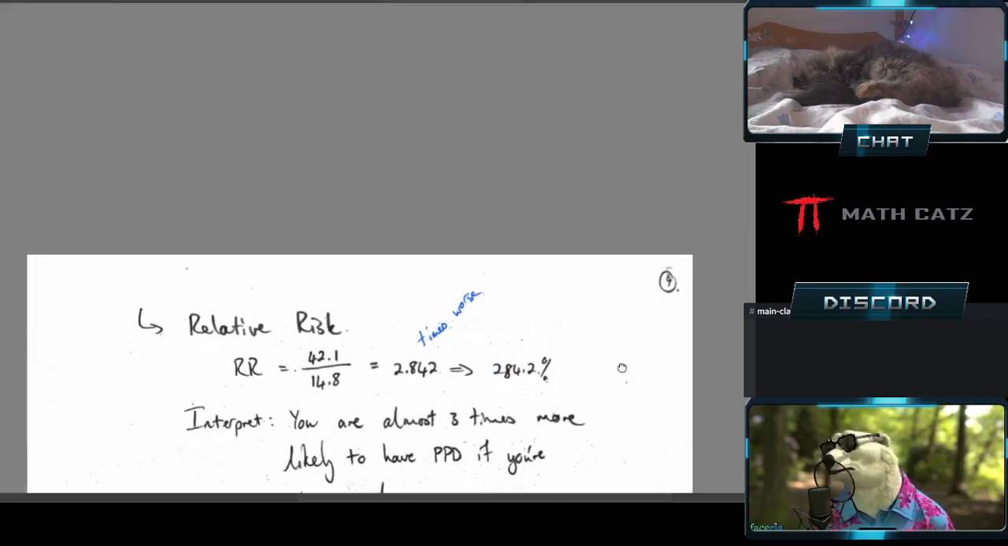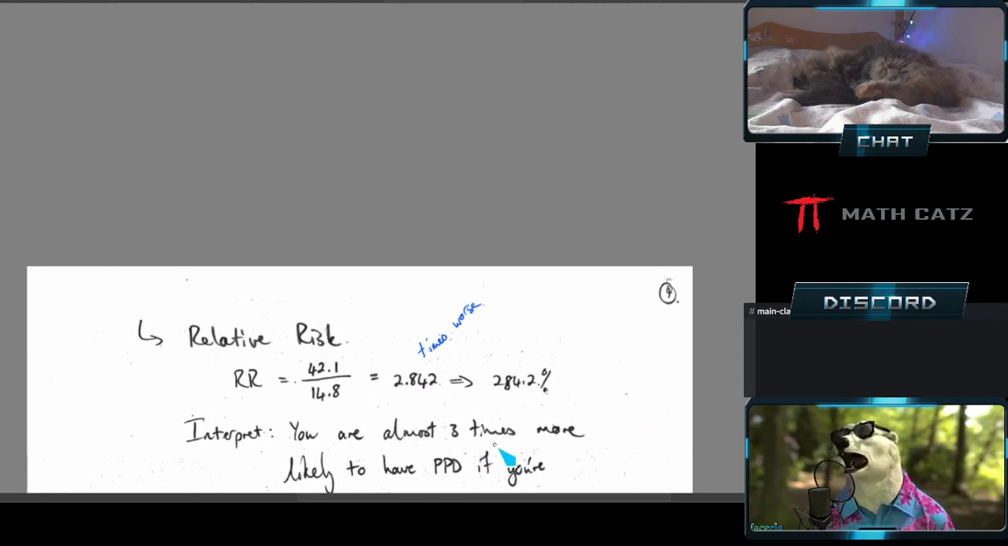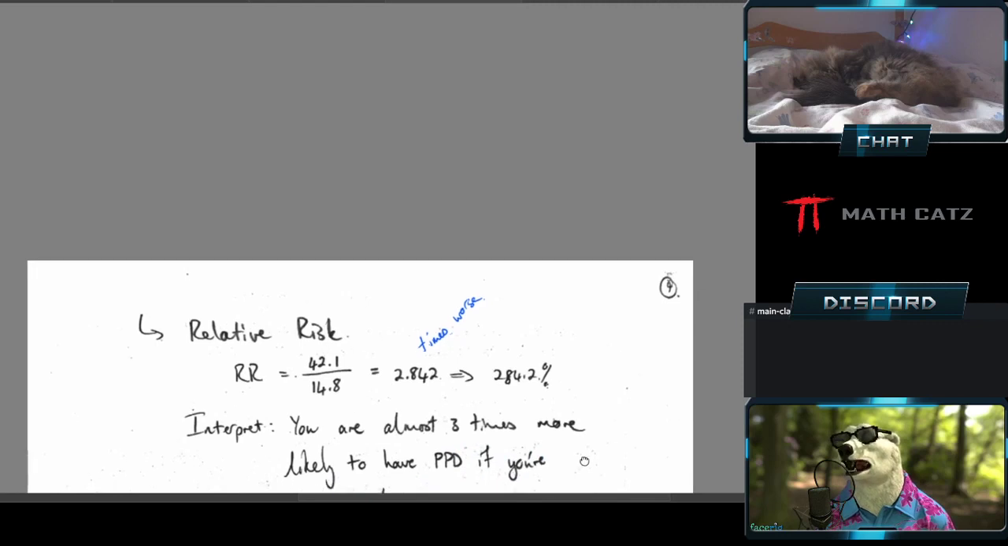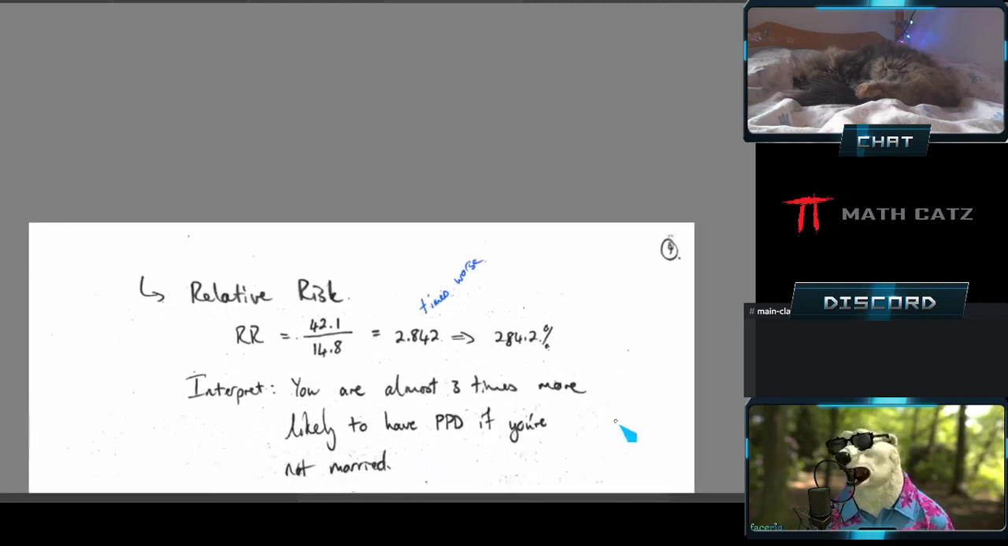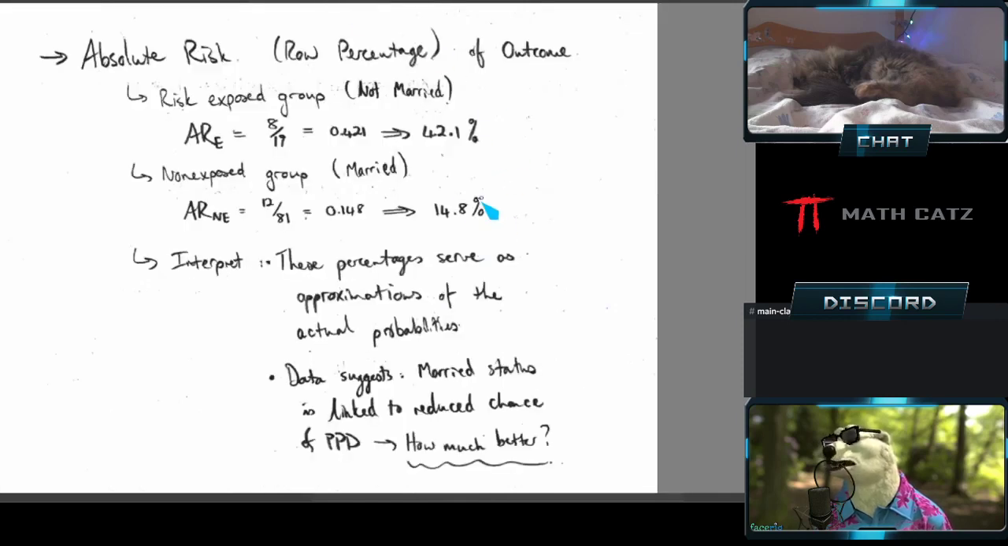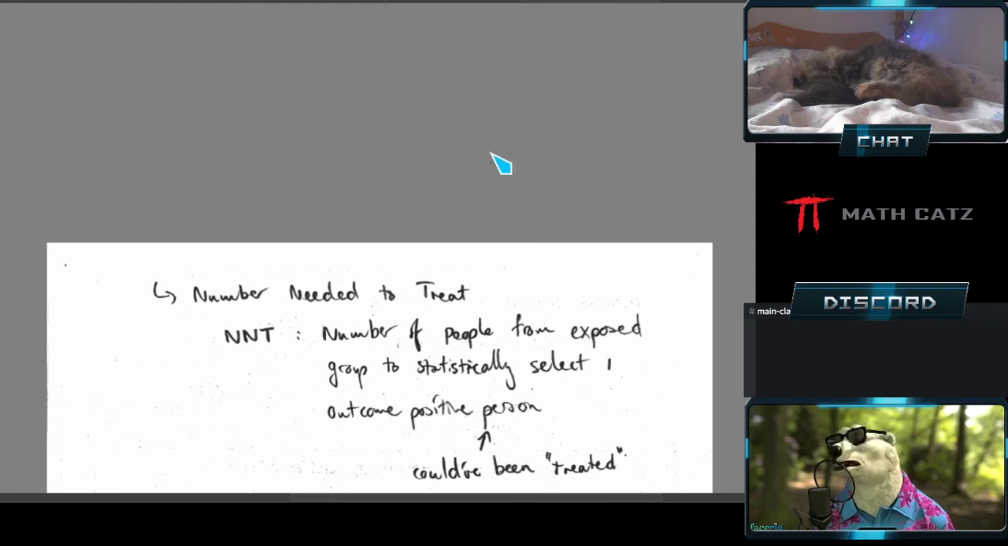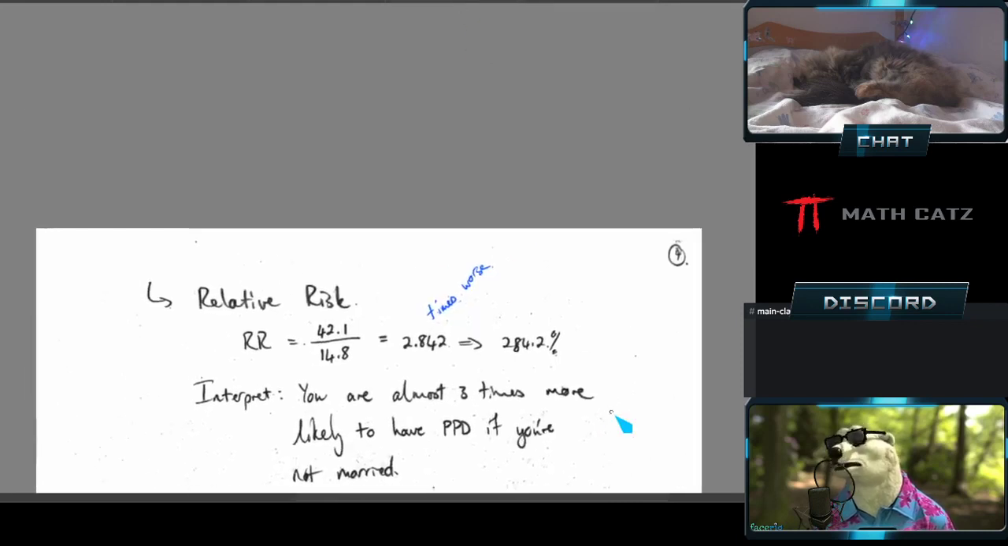And of course, I want to interpret that. So let's do it. You are almost 3 times more likely to have postpartum depression if you are not married. So, yes, you didn't need to calculate that. You could figure it out from these percentages. Absolutely. It's just another number you can present to really drive it home and say, ooh, 42% versus 14.8%, that is almost 3 times a higher chance of having postpartum depression if you're unmarried versus married.